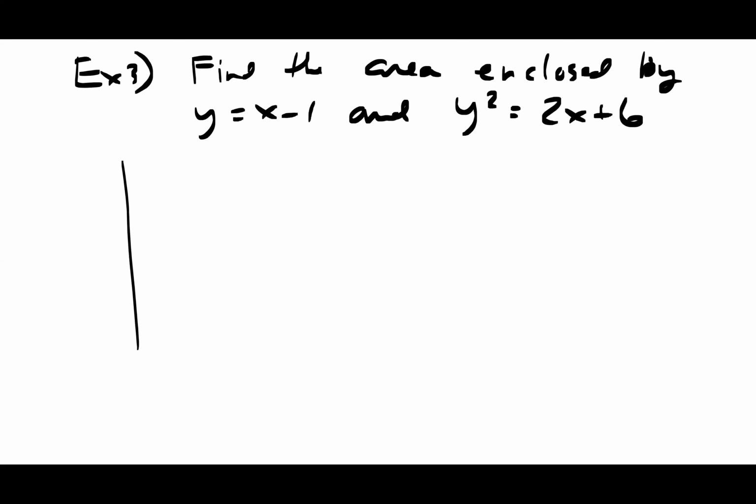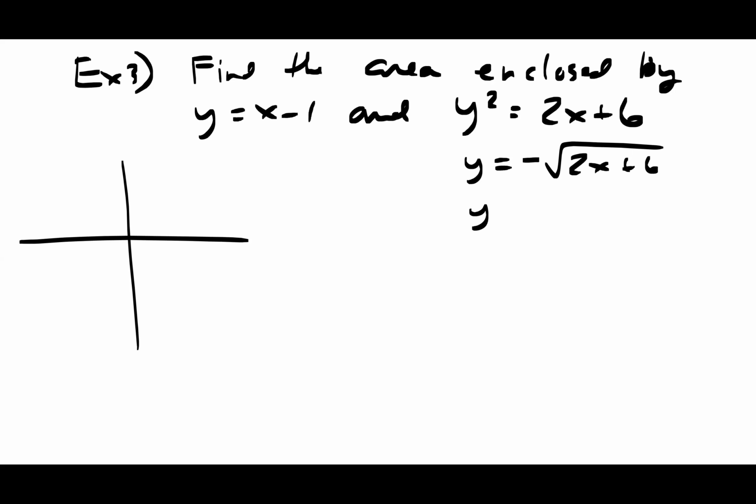Perfecto. What we're gonna do is we're gonna do 2 of these guys here. So first things first, we're gonna say there's a negative square root of 2x plus 6, and there's a positive. We have to do both, because y squared includes both.